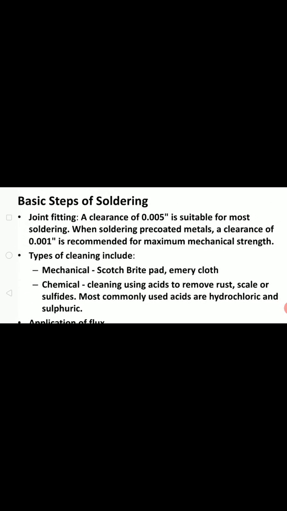involved in the soldering process? Some of the steps involved in the soldering process are as follows. Joint fitting means a very minimum gap between the parts to be joined or aligned. A clearance of about 0.005 inch is suitable for most soldering. When soldering tin-coated metals, a clearance of about 0.001 inch is recommended for minimum mechanical strength. Joint fitting is to be prepared before soldering.